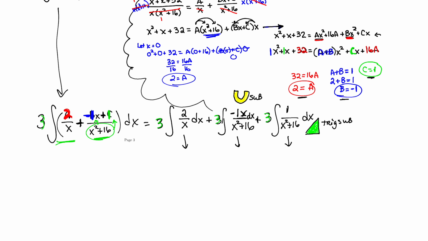X equals 4 tan theta, right? Because the square root of 16 is 4. A is 4. X equals 4 tan theta. What's dx? 4 secant squared theta d theta.